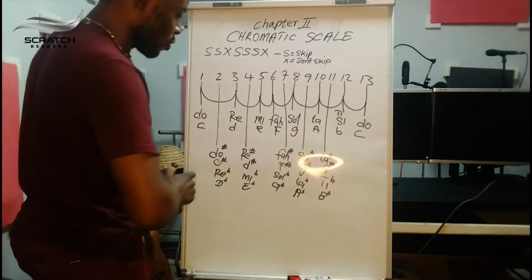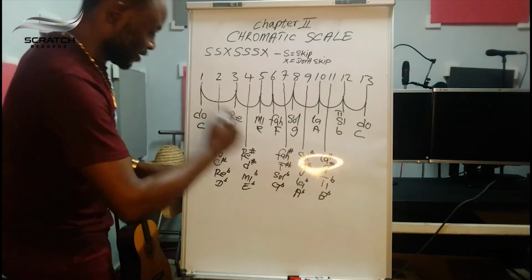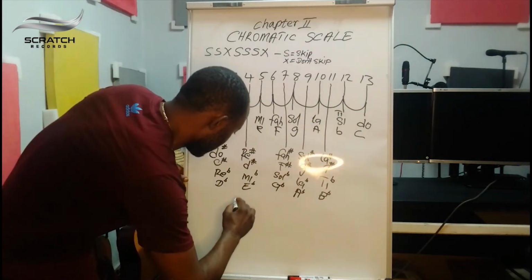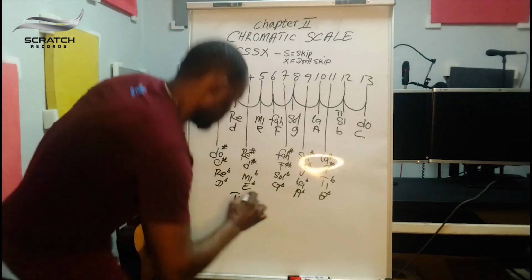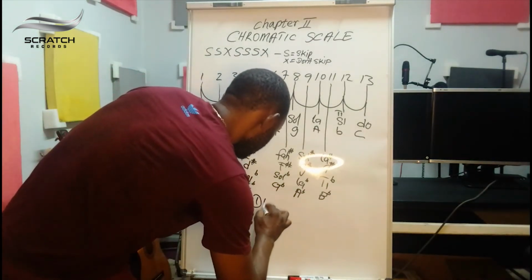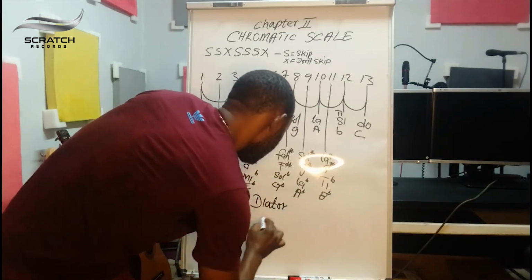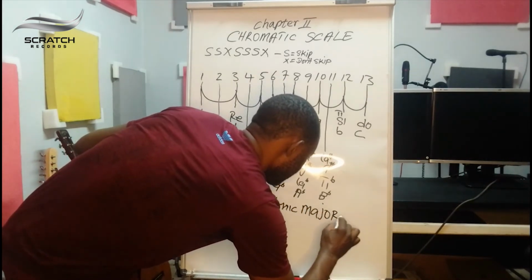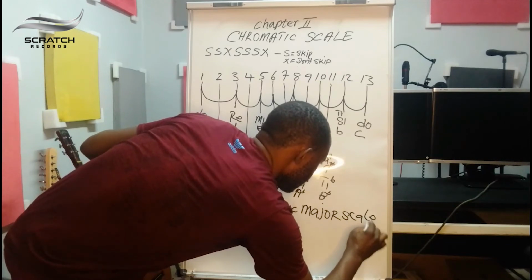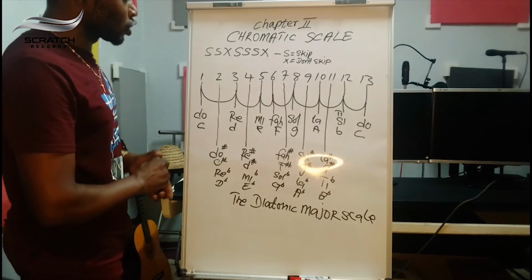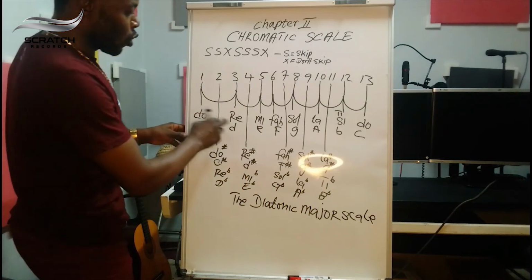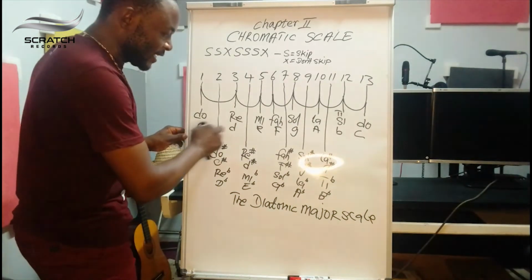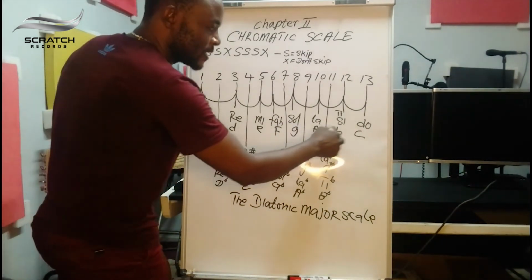So that is how they came about the major scale. It gives us what they call the diatonic major scale. And what are the notes of the diatonic major scale? It is Do, Re, Mi, Fa, Sol, La, Ti, Do. In other words, C, D, E, F, G, A, B, C.